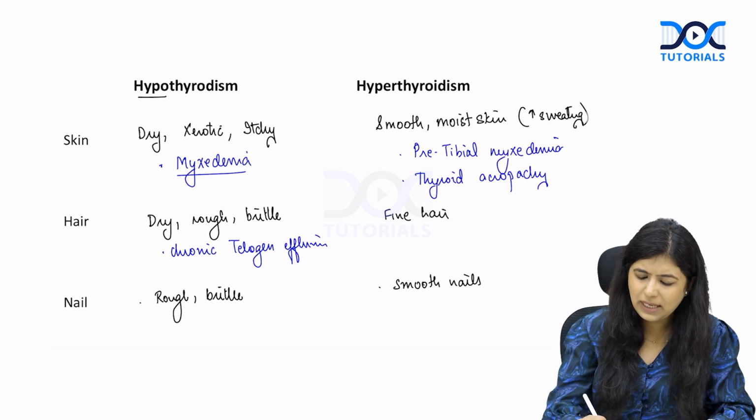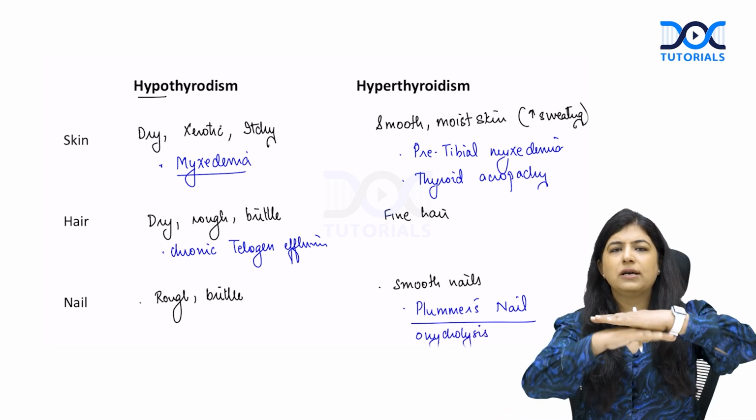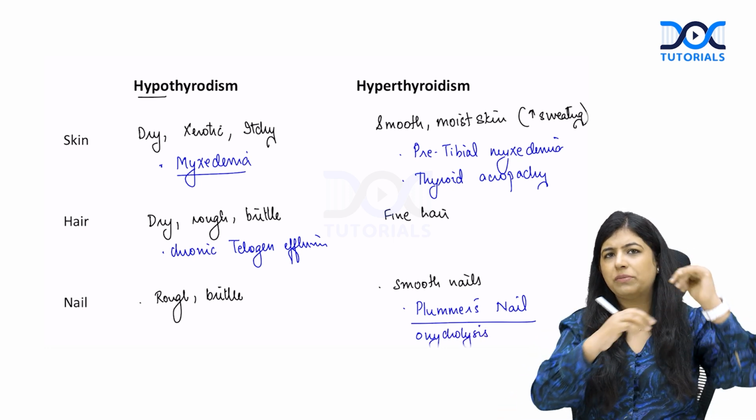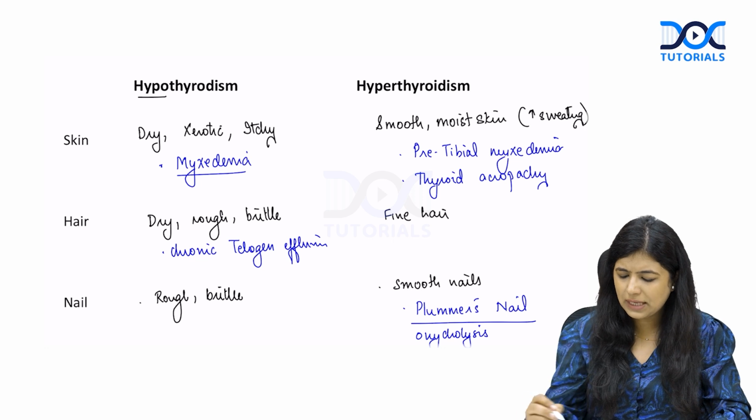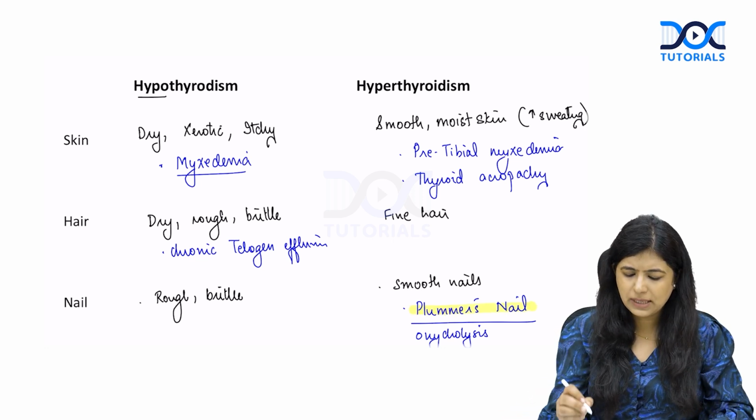Now there may also be another specific feature that is associated here. These are called as plumber's nails. That is onycholysis of the nails seen in hyperthyroid patients. So there is a separation of nail plate from the nail bed. When this happens in hyperthyroid patients, it is called as plumber's nails.